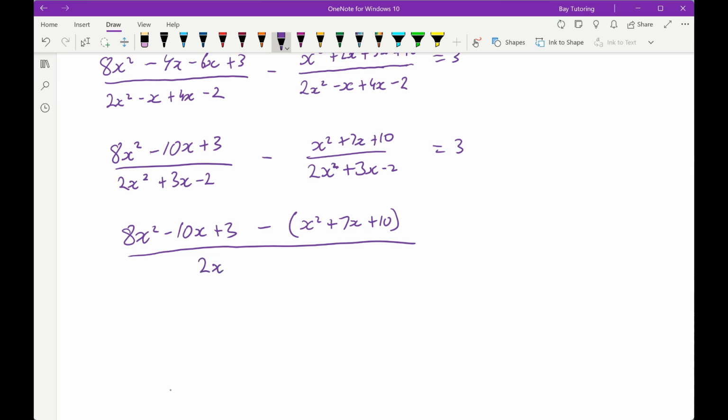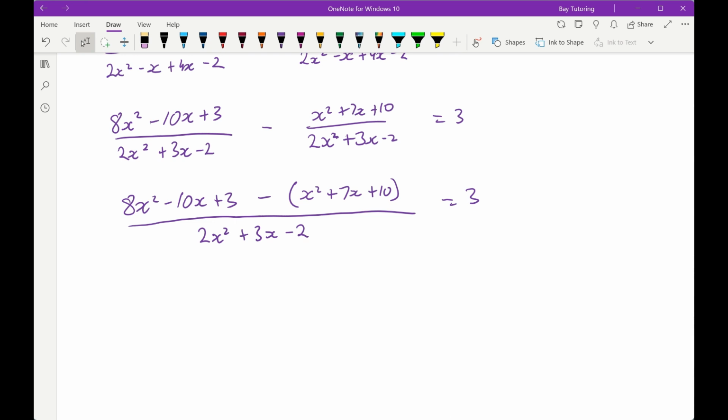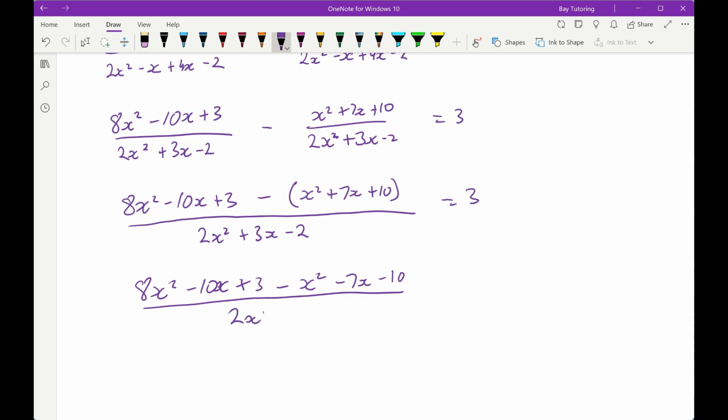And at the bottom, nothing happens with the denominator, so this is all just over 2x squared plus 3x minus 2. And again, the other side all equals 3. So I'll simplify the top as much as I can and then we'll just see where we are at. So again, just one thing at a time. So that will be minus x squared minus 7x minus 10. 2x squared plus 3x minus 2 equals 3.